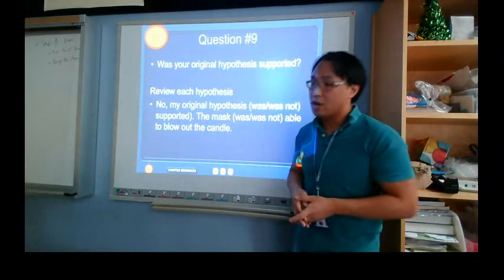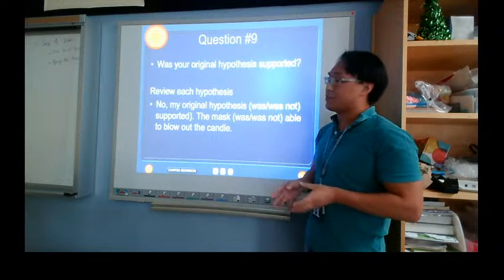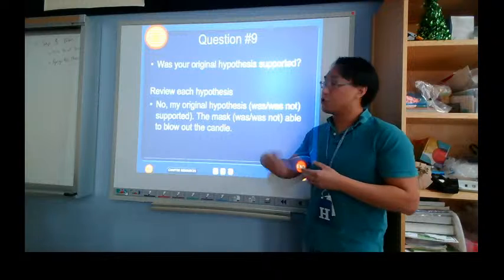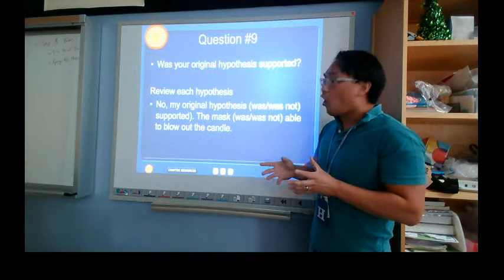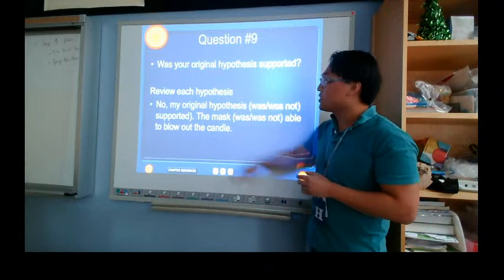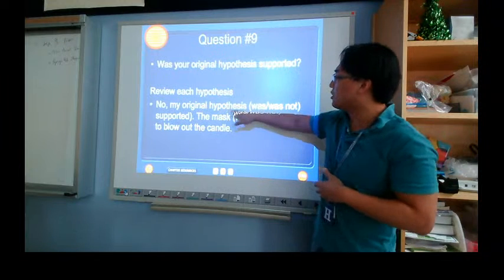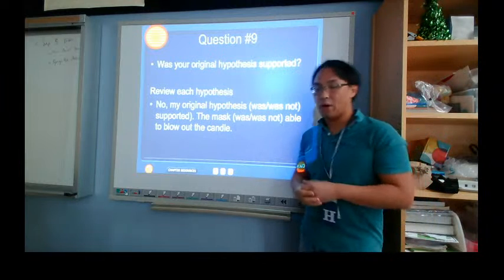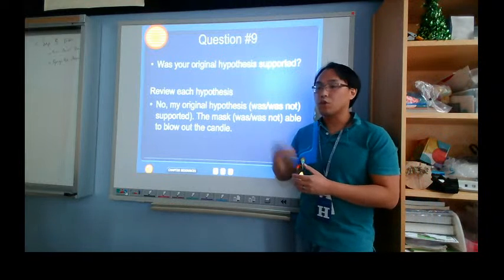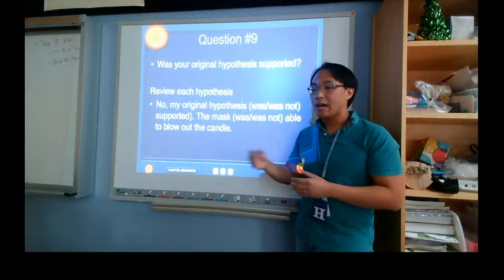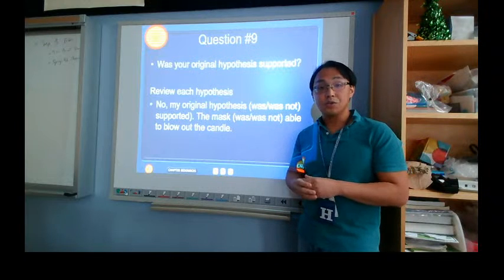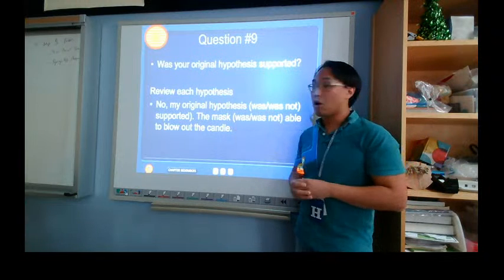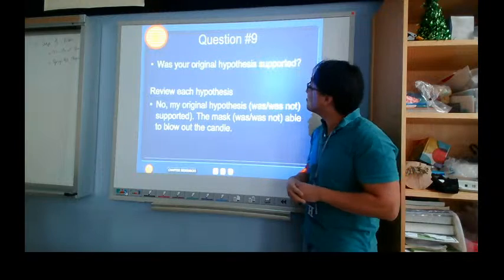So question number 9, was your original hypothesis supported? So going back to question number 2 and looking at your different hypotheses, all you would do for reviewing your hypothesis is say, no, my original hypothesis was or was not supported. The mask was or was not able to blow out the candle. And that's it. Just going through each one of those 4 hypotheses and making sure that we revise those and making sure that we're able to communicate our results to our colleagues and our peers.